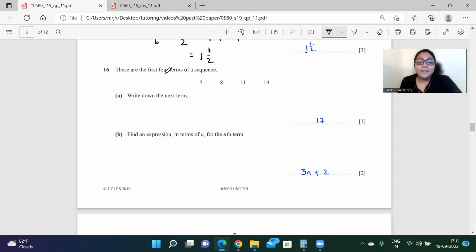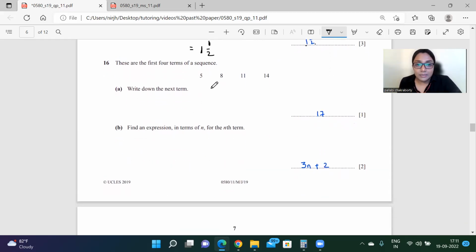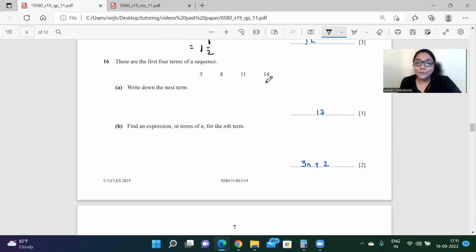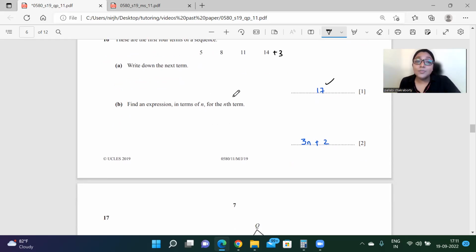Moving on. There are first 4 terms of a sequence given: 5, 8, 11, 14. Very clearly, we can see that each of these is more than the previous term by 3. That is, if you add a 3 to this, you will get the next term, which is 17. Now the question comes, how do you find the general formula for this? So let's say n is the number of terms. When n is equal to 1, the term gives 5. When n is equal to 2, it gives 8.